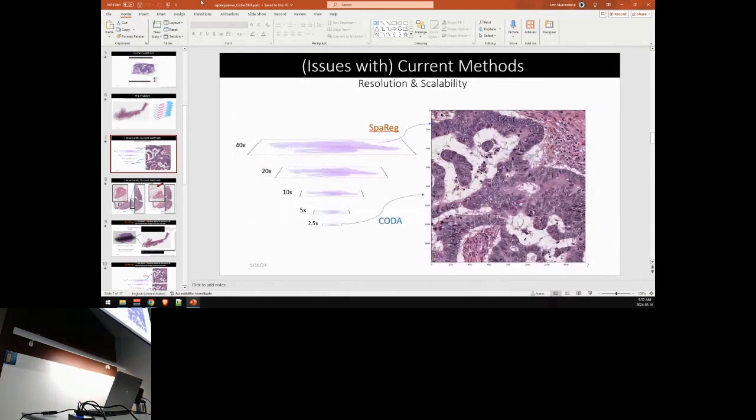The current methods face two fundamental issues. One is resolution and scalability. And I think I'll be the fifth one talking today, saying that not everyone has huge compute power. There was an animation here, so there's an image just behind this, but that's not going to work, probably.